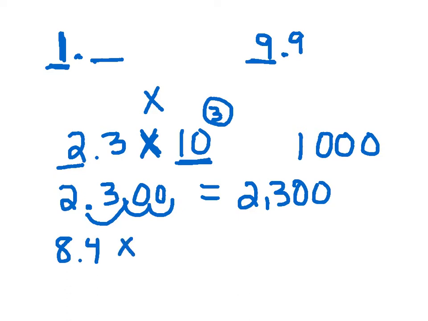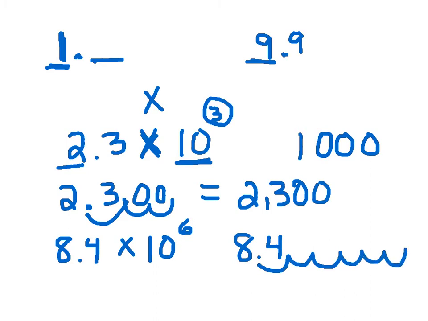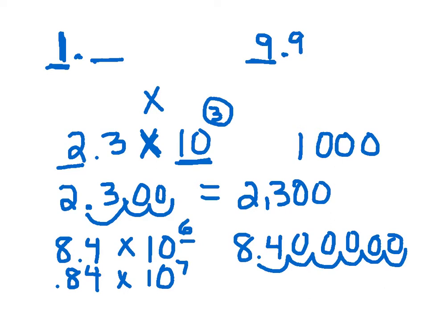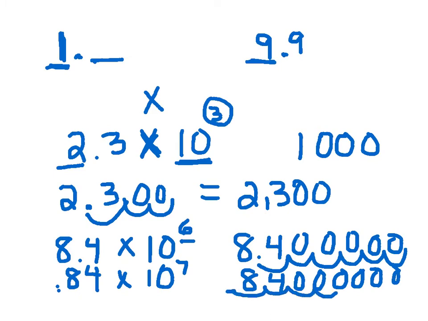I'm going to do a couple more just with big numbers. 8.4 times 10 to the 6th. I know it's going to be 8.4, and I have to move it 6 places, so 1, 2, 3, 4, 5, 6. Notice there are only 5 zeros. I am not adding 5 zeros. I am moving the decimal point over 6 places. If I say 0.84 times 10 to the 7th, that also equals this number, because I'm starting here, in this case, and I'm moving it over 7 places.